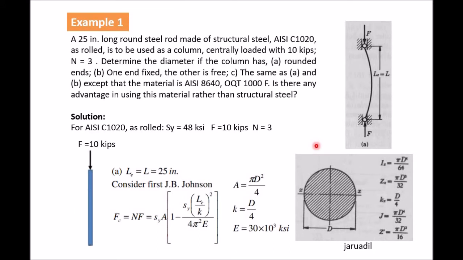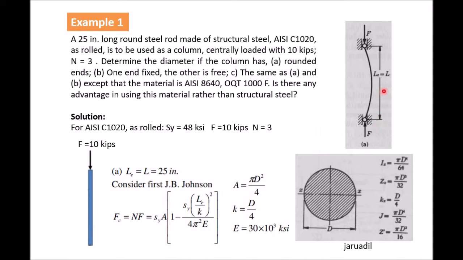So, let us take an example here. A 25-inch long round steel rod made of structural steel, AISI C1020, as rolled, is to be used as a column, centrally loaded with 10 kips, where N is equal to 3, the factor of safety. Determine the diameter if the column has A, rounded ends, B, one end fixed, the other free, C, the same as A and B, except that the material is AISI 8640, OQT 1000 degrees Fahrenheit. Is there any advantage in using this material rather than structural steel?